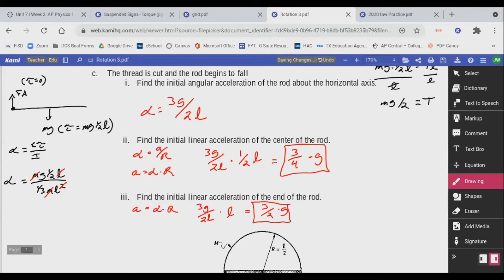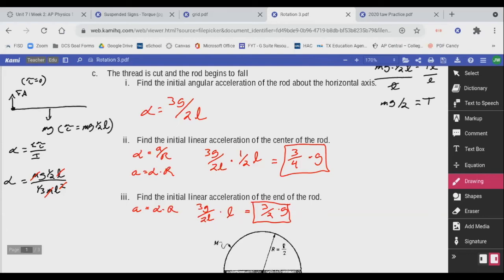All we're doing here is changing the radius, because at the halfway point compared to the end, it's a different radius. It's further out from the pivot point. I hope that once we see CI, C double I and C triple I get a little bit easier, because once you solve for alpha, then you're just multiplying by the radius in order to get the linear acceleration.